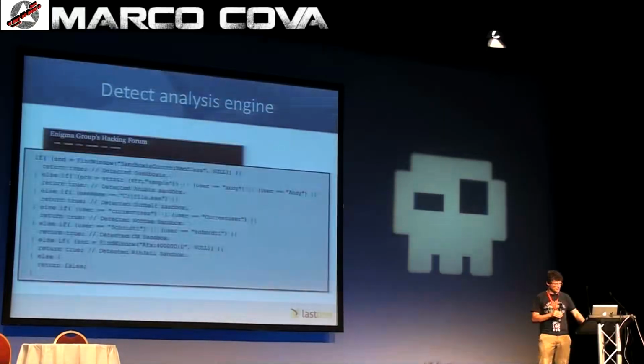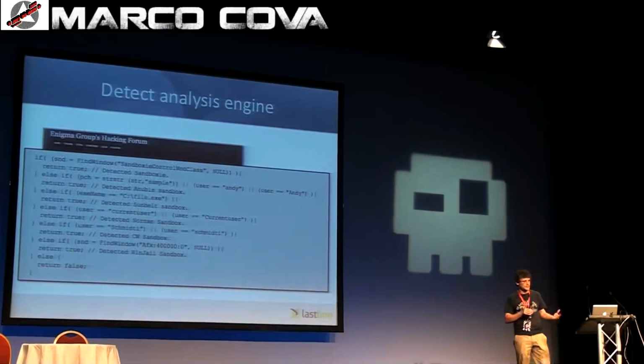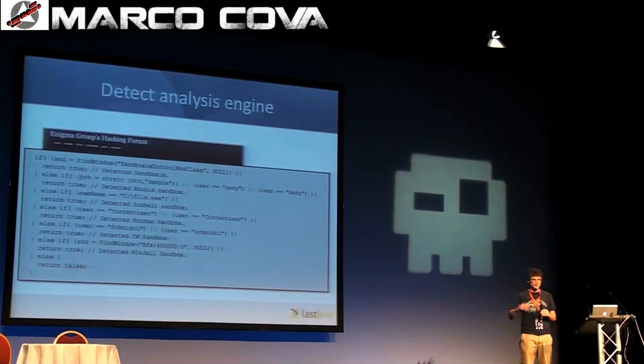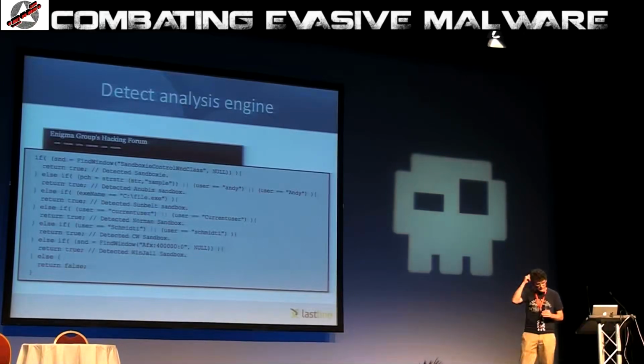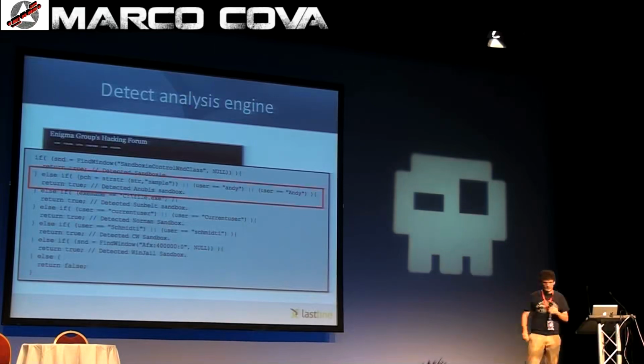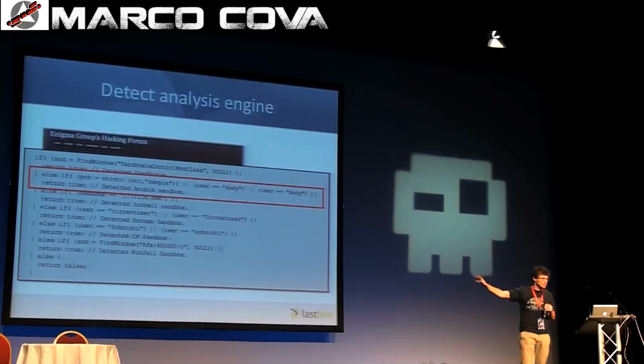This is a fairly funny story that goes back to the early years of Anubis. This is taken from one of these underground forums where malware authors exchange techniques and ideas. Somebody was asking, hey, I need to write a piece of malware that evades the online analysis sandboxes. Do you have any suggestion? And somebody pasted this. And if you look, there's one line that says, if the username is Andy, then you detected Anubis. Why was that the case?